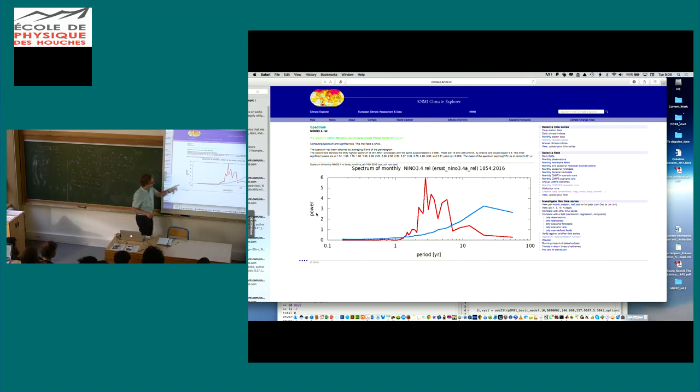Now, what it's done here is that this blue curve, it's shown a little differently here, logarithmically, and also with the period instead of the frequency. But you see that there is variability in this period between 2 and 7 years or so in the Nino 3 series, which extends above the red noise. And the Climate Explorer also explains it.